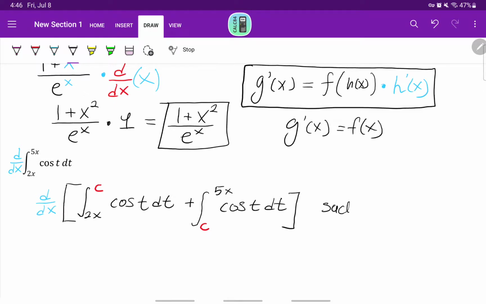such that c is between 2x and 5x. On your exam, if you do have that question on your exam, you don't have to explain that part. I'm just going to know what you're talking about. I'm just explaining to you why it's important to say that.